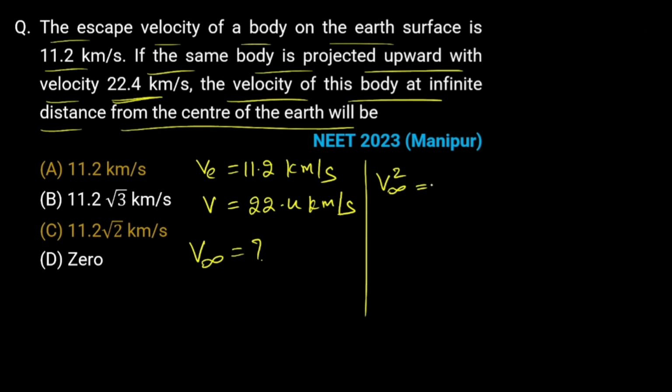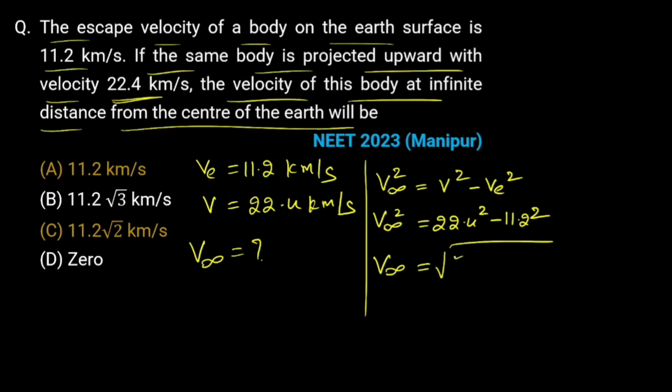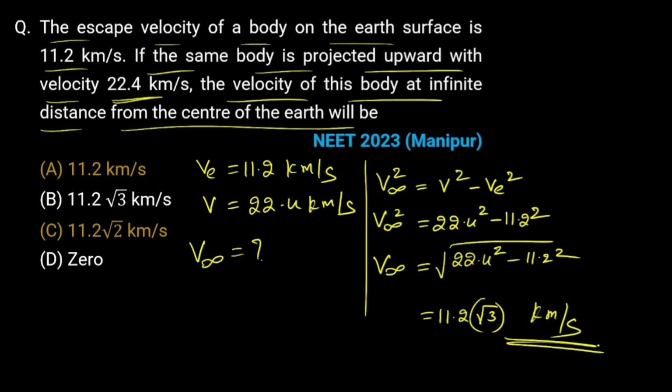square of the velocity at the infinite distance is equal to v square minus v escape square, right? So v infinity whole square equal to 22.4 whole square minus 11.2 whole square. Then the velocity at the infinite distance from the center of the Earth is root over 22.4 whole square minus 11.2 whole square. You simplify this value for getting 11.2 into root 3. Unit is kilometer per second. So look at the options. Option B is absolutely correct. Okay? Very simple problem.